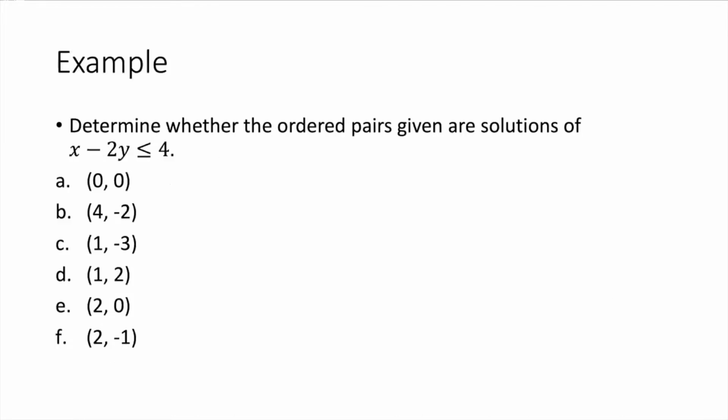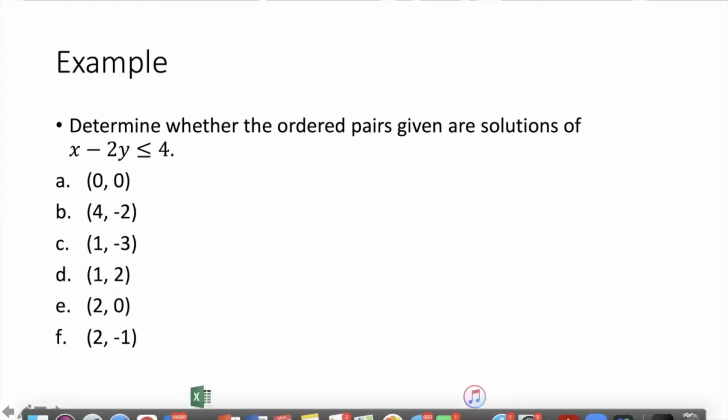So what I would like to do first is to determine whether each of the following ordered pairs are solutions of the linear inequality x minus 2y is less than or equal to 4. And then I'm going to use the results to show you what the graph of this inequality looks like. So I'm going to switch over to the tablet. I've got this all ready to go.